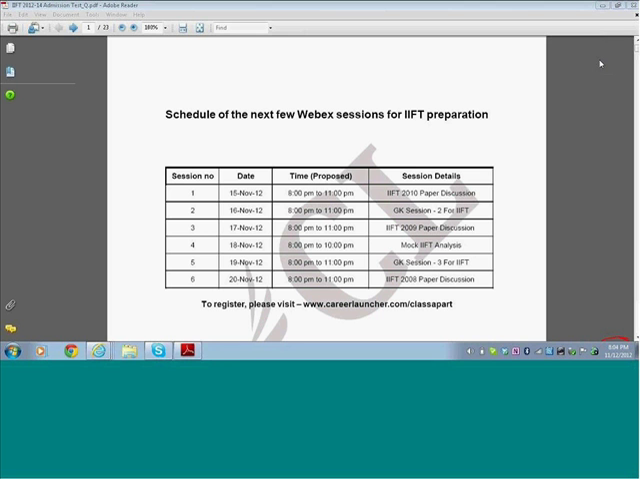Can we have a link to the question paper? The question paper you have not downloaded. The question paper is available on careerlauncher.com in the SIS section. For those of you who are not Career Launcher students, it will be available at Classapart under PDF download. I'll have it uploaded by tonight itself. But CL students, you can download it from SIS.